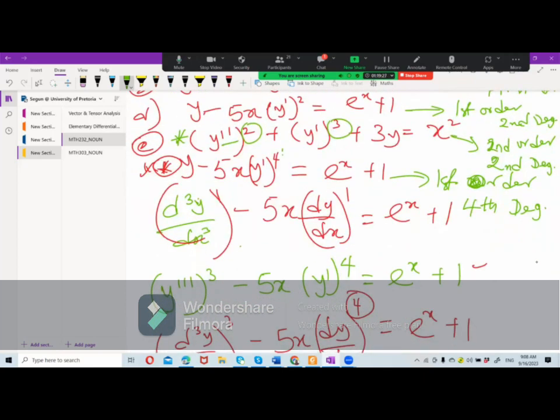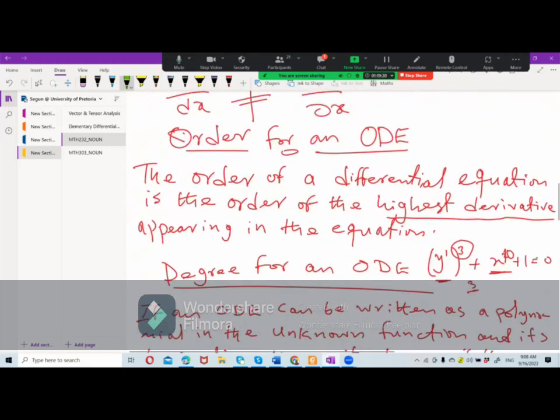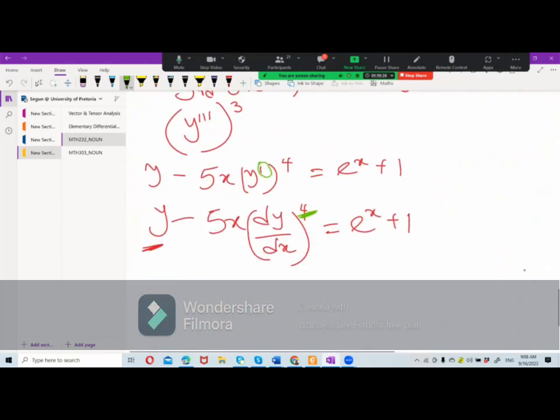If you look at it now, go back to the definition: the order is the highest derivative. That's why I underline highest derivative. So what is the highest derivative in this case? Just first. They now said, if you know your highest derivative, what is the power to which the highest derivative is being raised? That is your degree. Is it clear now? Meaning that is fourth degree in this scenario.